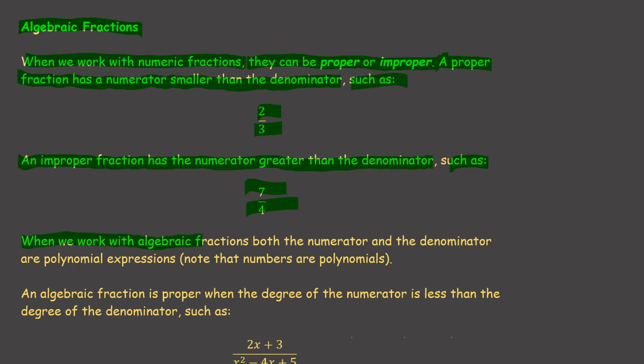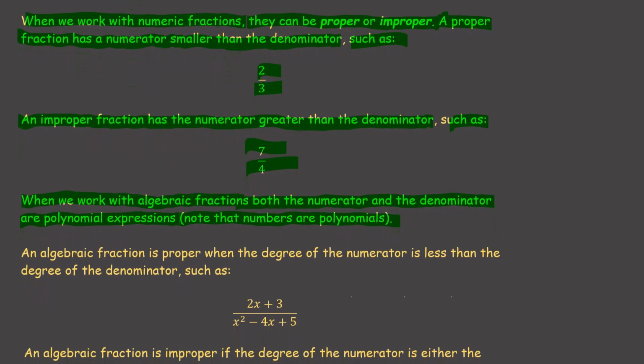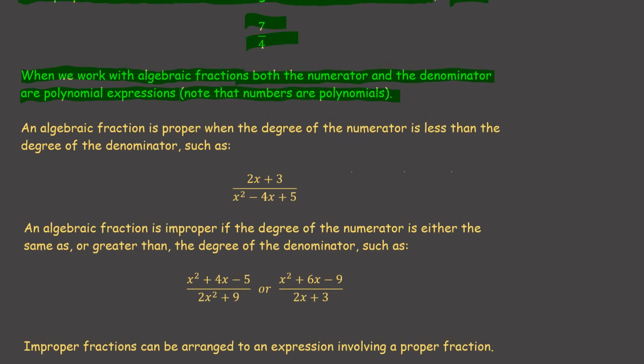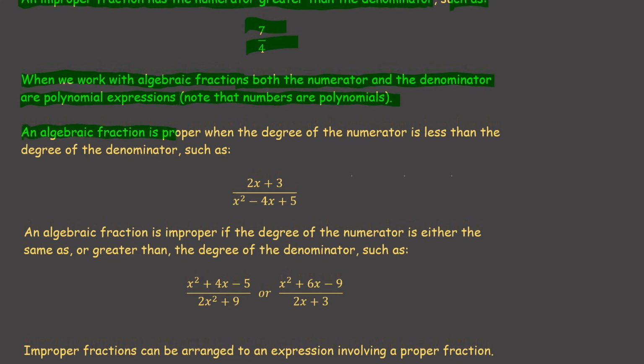When we work with algebraic fractions, both the numerator and the denominator are polynomial expressions. Please note that numbers are polynomials, so you could just have a 2 on the top, like we had with our first fraction there. An algebraic fraction is proper when the degree of the numerator is less than the degree of the denominator, such as (2x + 3)/(x² - 4x + 5).